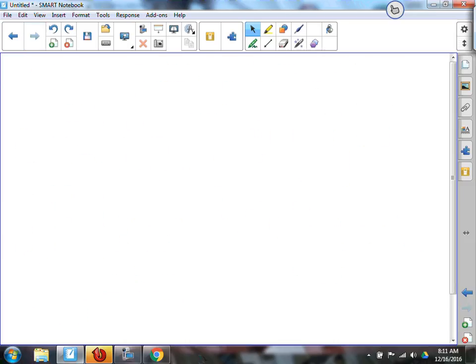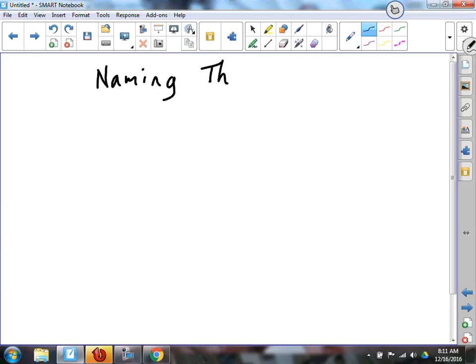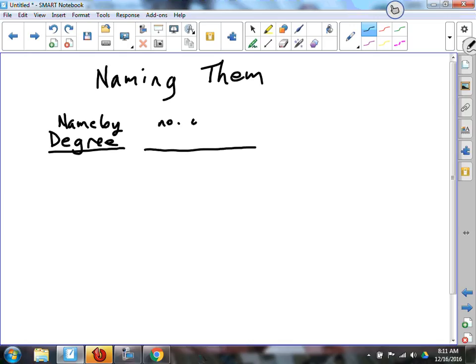So anyway, naming polynomials. Usually, I know I said usually three times, but I said that for emphasis. Naming them is usually done this way: first of all, by the degree, not just by the degree, but by name, name by degree, and then by the number of terms. That's the traditional way of doing this. It doesn't have to be named that way.